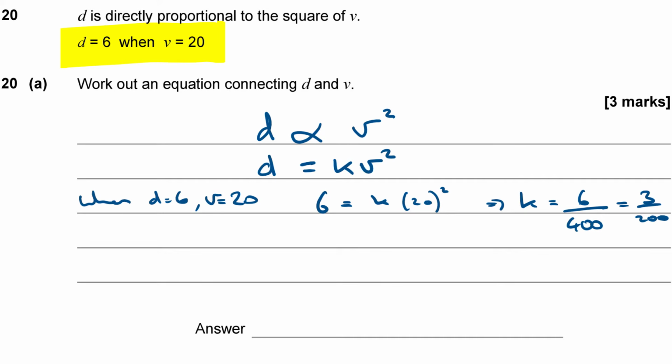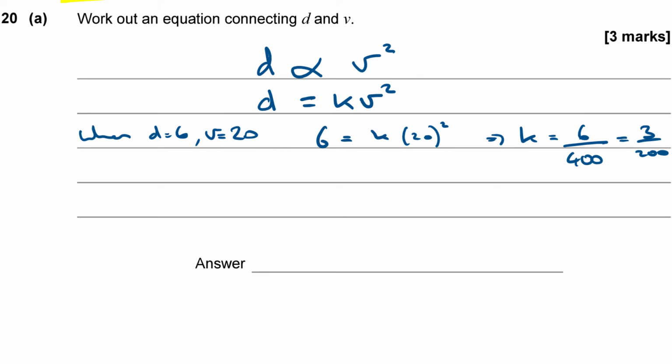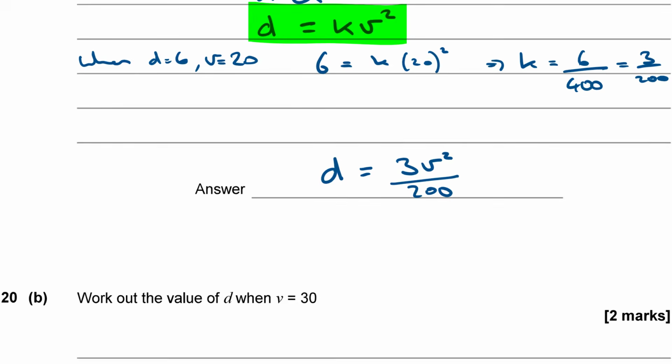So what is the equation connecting D and V? Therefore, D is equal to 3V squared over 200. Okay, just subbing my value of K back into here, look. And then that's my complete equation. Easy squeezy. Right, what's next?